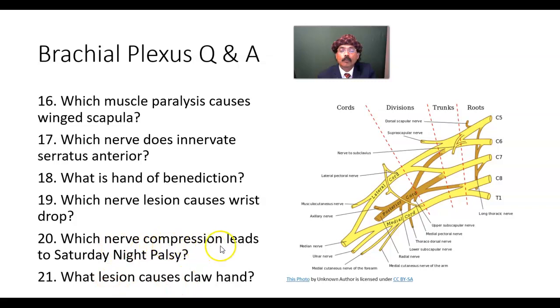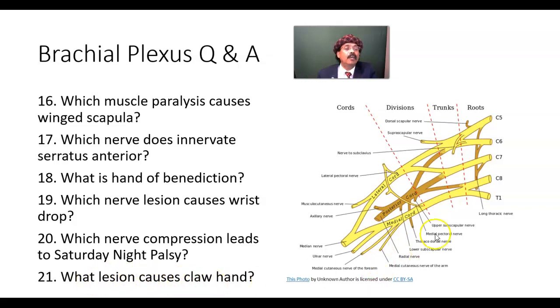Which nerve compression leads to Saturday night palsy? It is the radial nerve. This is the radial nerve. Person on Saturday or any other day, not necessarily Saturday, he may get some alcohol. He is on the armchair, two hands dangling by the side of the armchair, and that is compressing the radial nerve in the radial groove or spiral groove that will lead to Saturday night palsy.